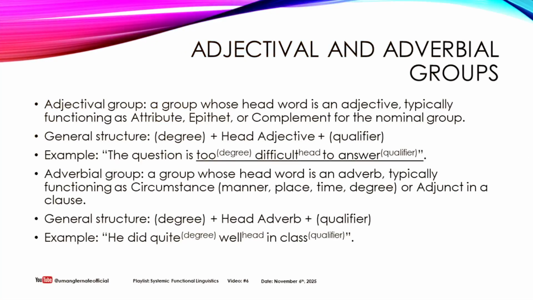All right, so the reason why we have adjectival and adverbial groups on one slide is that they share similar optional elements, although they have different functions. An adjectival group functions to describe a nominal group. It can be an attribute, epithet, or complement. Meanwhile, an adverbial group functions to describe the circumstance or adjunct in a clause. As you can see, both have the same optional elements, including degree and qualifier.